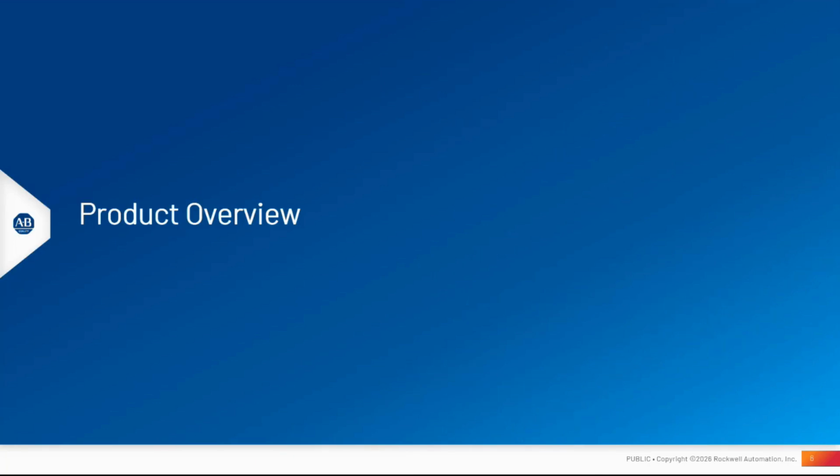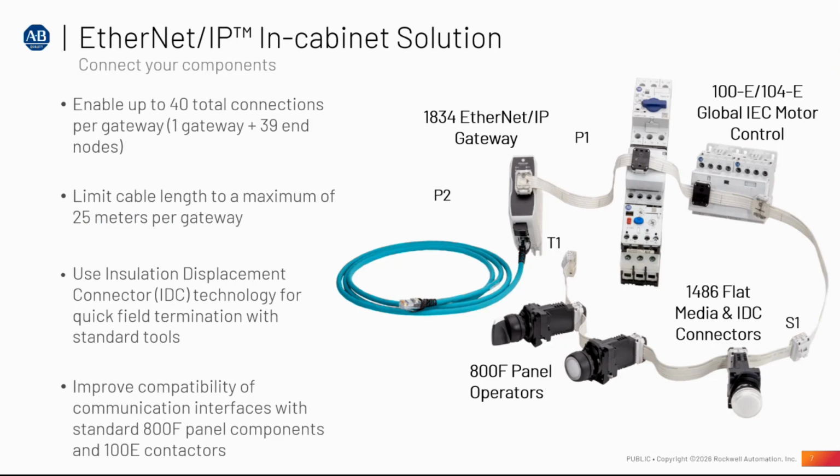And we're going into a product overview now. So here are the main components for the Ethernet IP and cabinet solution. On the upper left of the photo, you can see this is going to be your gateway. This is going to convert your standard Ethernet cable into this single ribbon cable that connects all your devices. On this single ribbon cable, you can have up to 40 total devices, including the gateway, so 39 other devices.